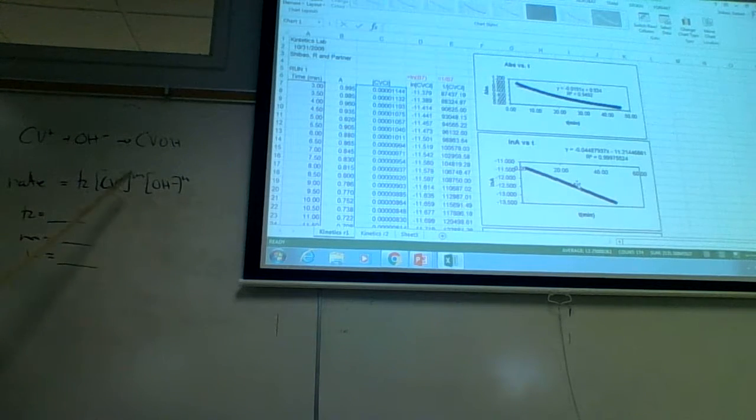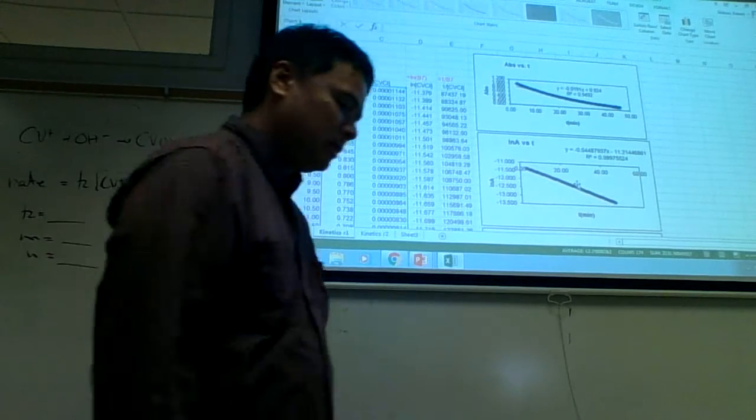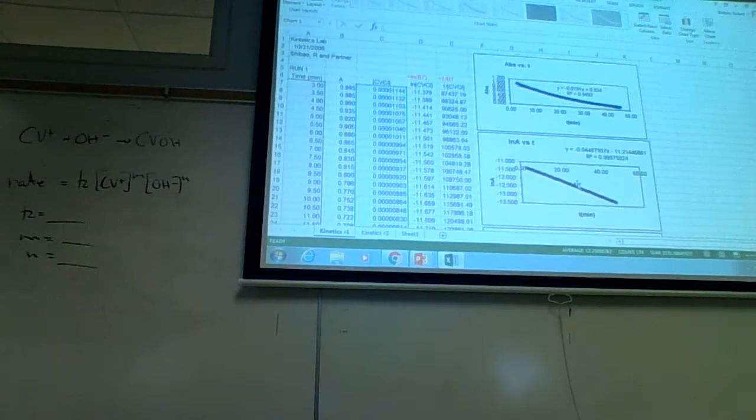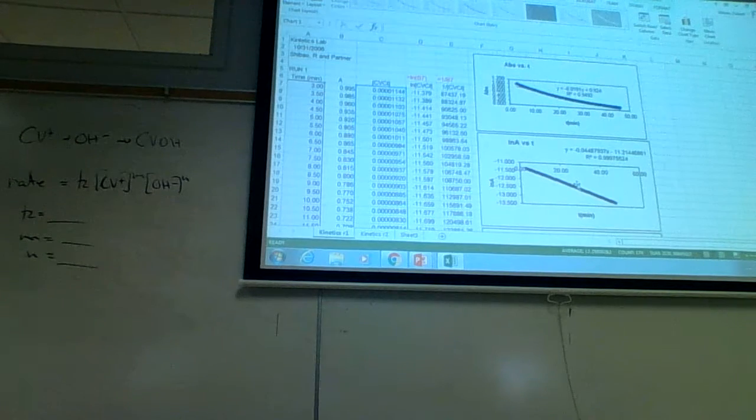But that brings up a problem, because we don't know what m and n are, and we only have one equation and two unknowns, so we can't figure it out. So we have to remove the influence of one of these, and the way we remove it is by doing it pseudo-m order. What we're going to do is make the hydroxide concentration so big that it stays essentially constant throughout the course of the reaction.